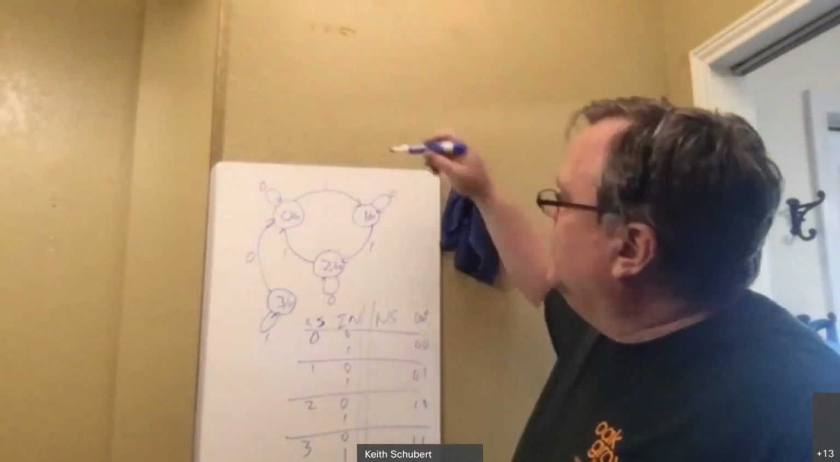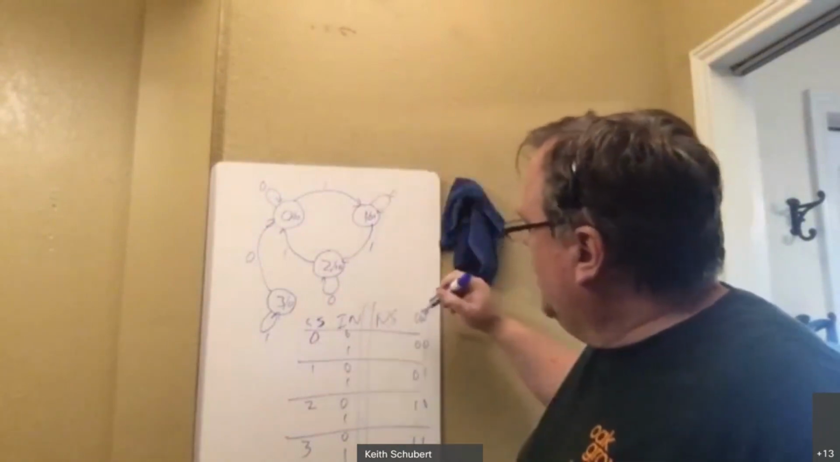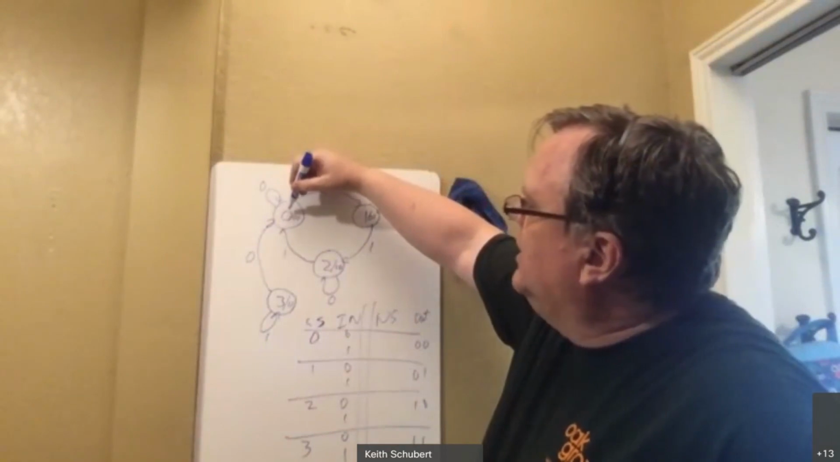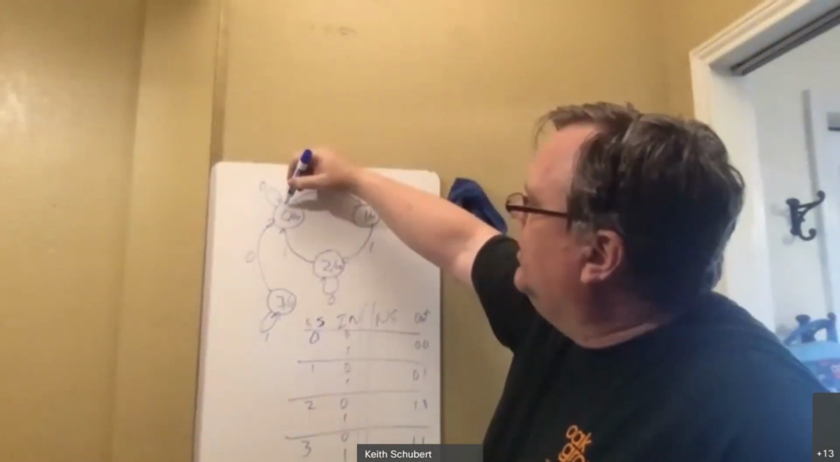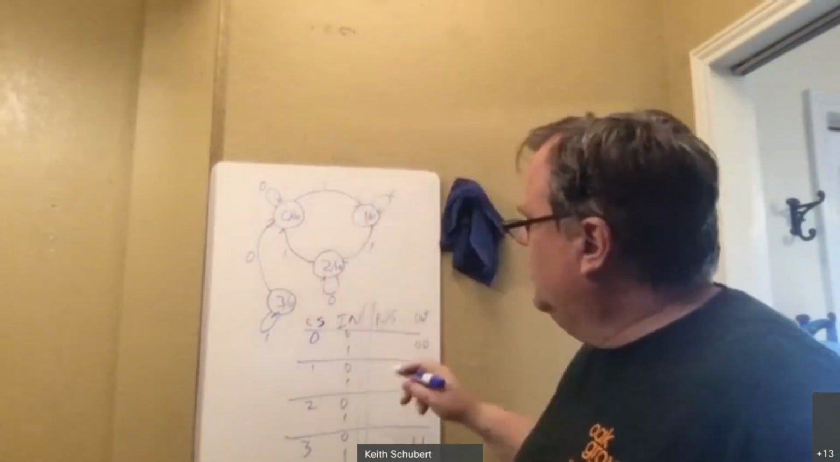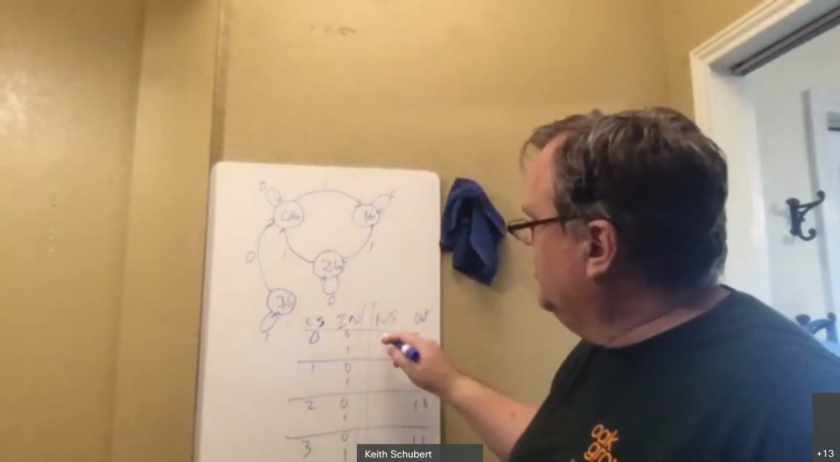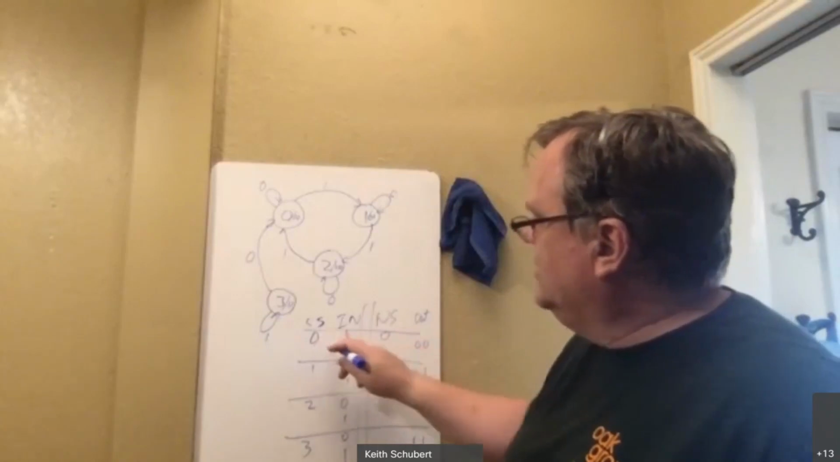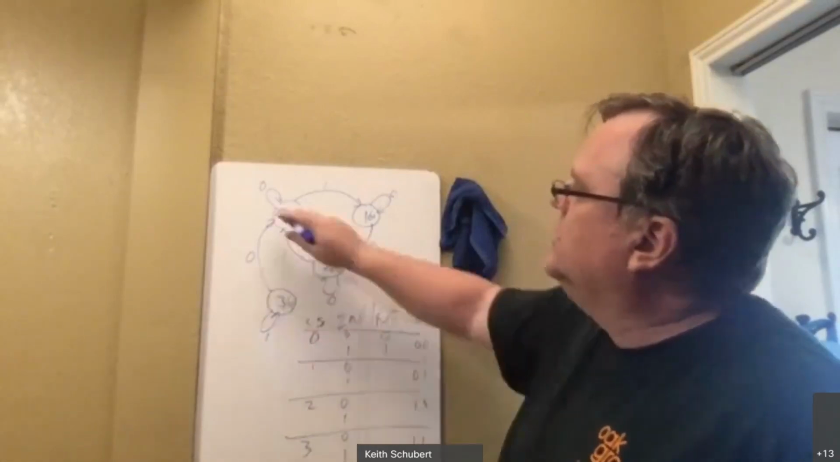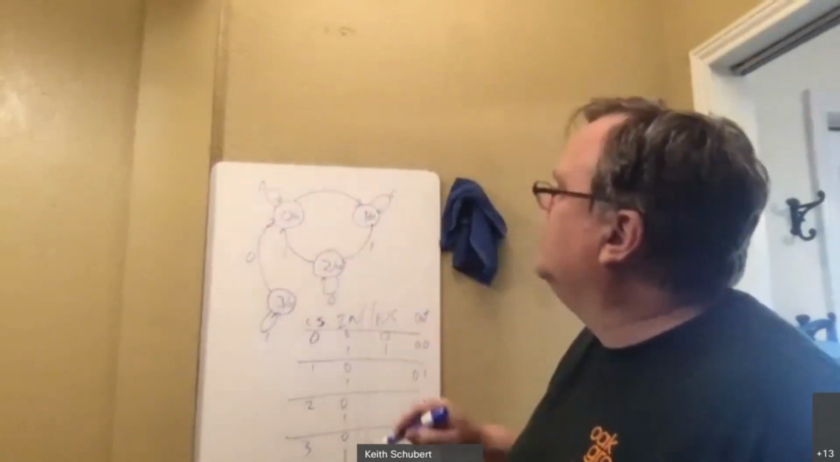So let's do our next state portion of it. We've done all of our outputs, and now we'll take a look at our next states. If I'm at a 0 and I get a 0, I go to 0. If I'm at a 0, I get a 1, I go to 1. That's these two arrows put in.